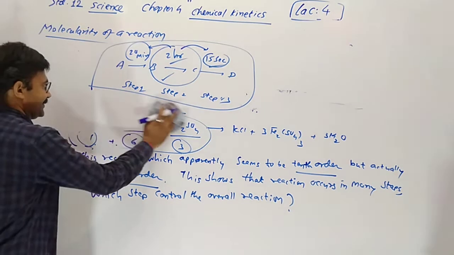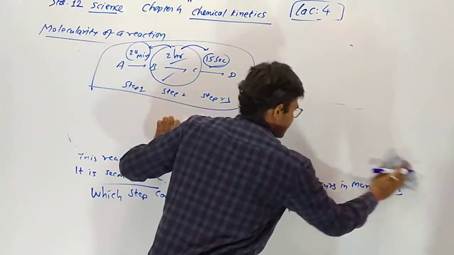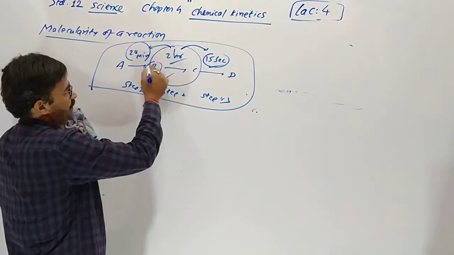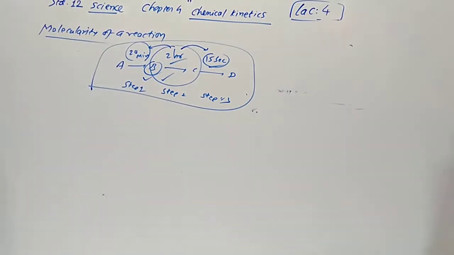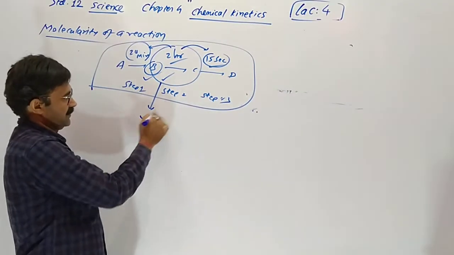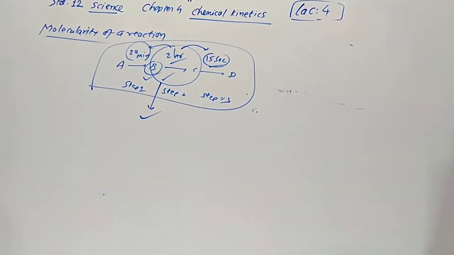So that is the rate determining step. And that step is called rate determining. And in this step, how many particles collide, that is the molecularity. And on the basis of the slower one, we can derive the order of the reaction.